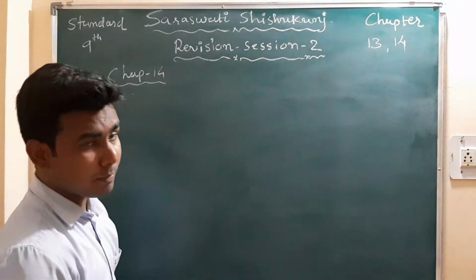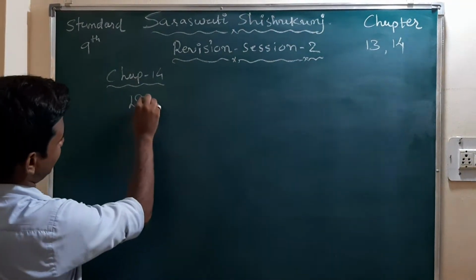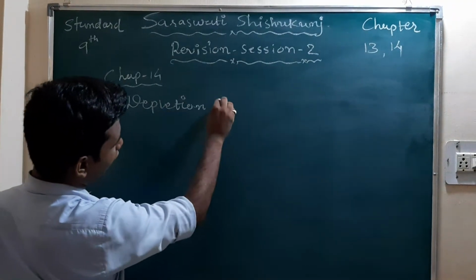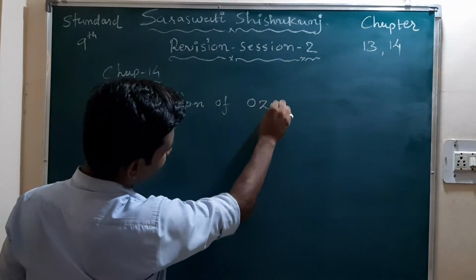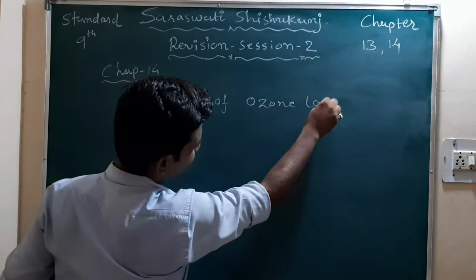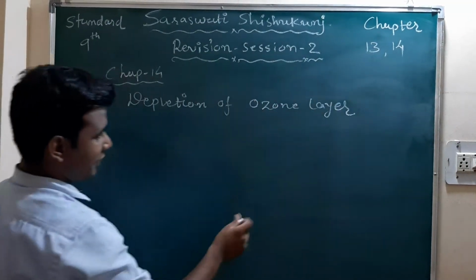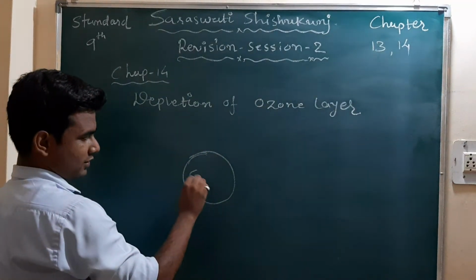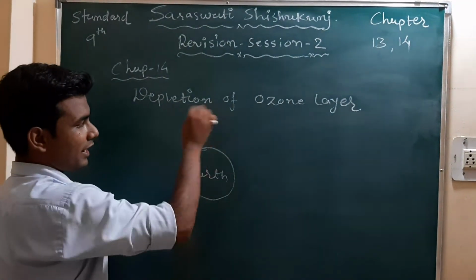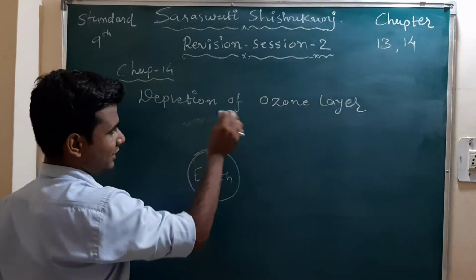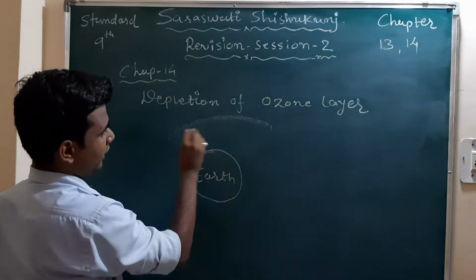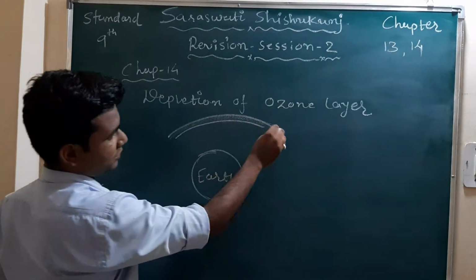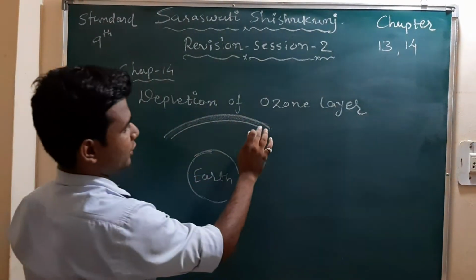The another global problem is depletion of ozone layer. We know that this is our Earth, and in our atmosphere there is a layer of ozone, right? Around the atmosphere there is this type of layer of ozone.